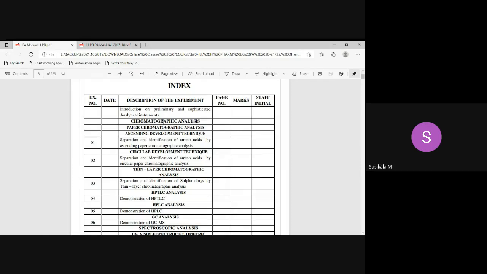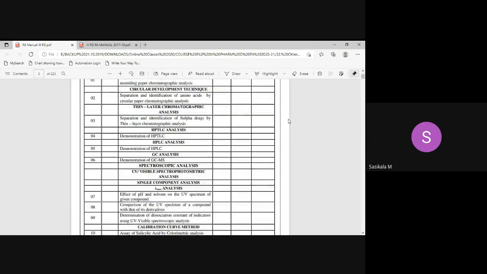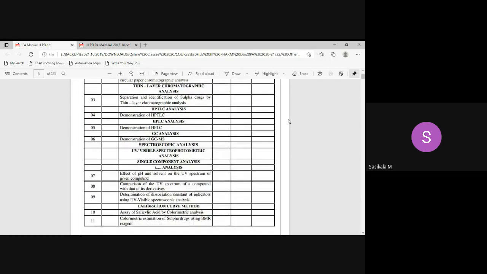And the third, the second part of chromatography, is thin layer chromatography. Chromatography was divided into several categories according to the different principles of separation. First one is paper chromatographic analysis, that is ascending, then circular, then thin layer. Under thin layer, only one experiment you are going to perform: separation and identification of sulfur drugs by thin layer chromatographic analysis. This experiment only, today we are going to discuss.